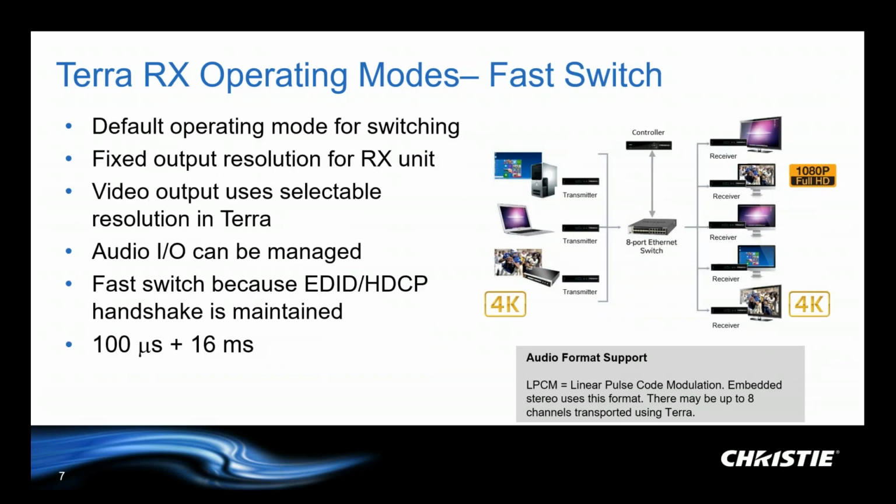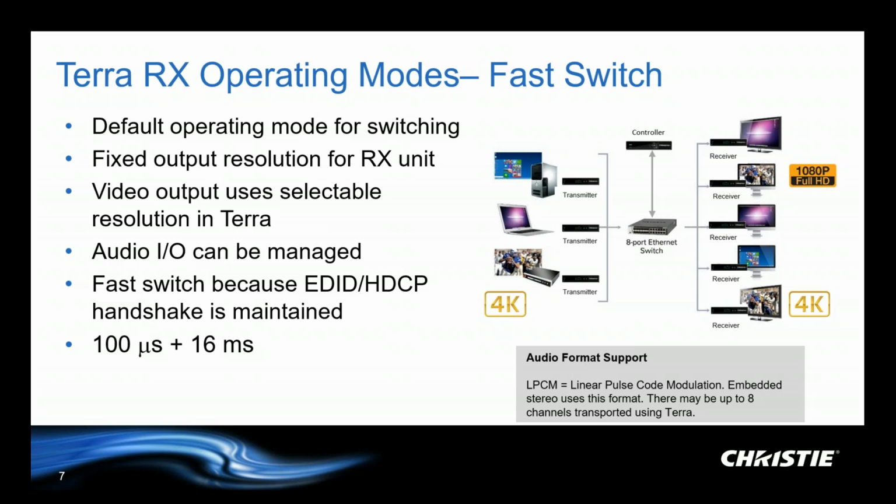The fast switch mode, this is the usual mode that's used for video switching, for matrix switching using SDVoE. It's the default operating mode for this. Again, the receiver, you give it a fixed output resolution depending on what your display is, whether it's HD or 4K or whatever. And what the receiver does, it buffers a little bit of the video, so it adds a little bit more delay, but the switching is much smoother.